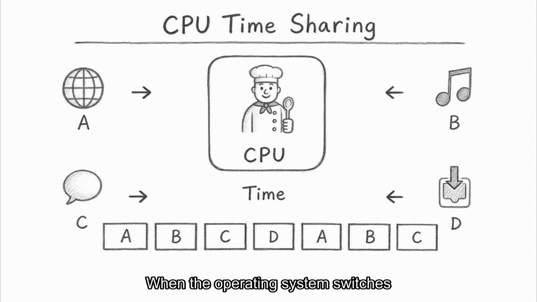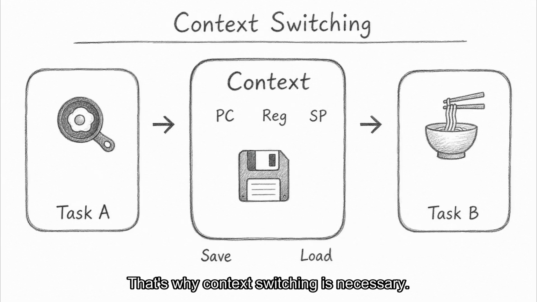When the operating system switches from one task to another, the current process must remember its own current state for the future. That's why context switching is necessary. Then, what is context switching?